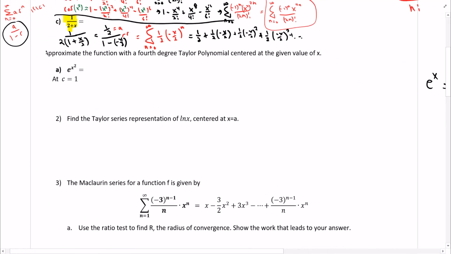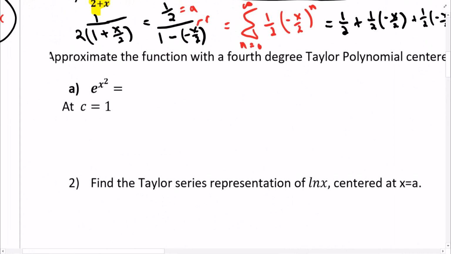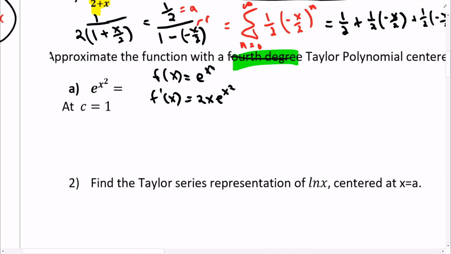We're asked for the Taylor series, 4th degree, right? So we're looking for the 4th degree Taylor polynomial. So we're going to end up writing that. What we need is the derivatives and the function value, right? So we're going to end up needing f of x, which is this. We're going to need the derivative of f of x, right? Which is 2x e to the x squared.